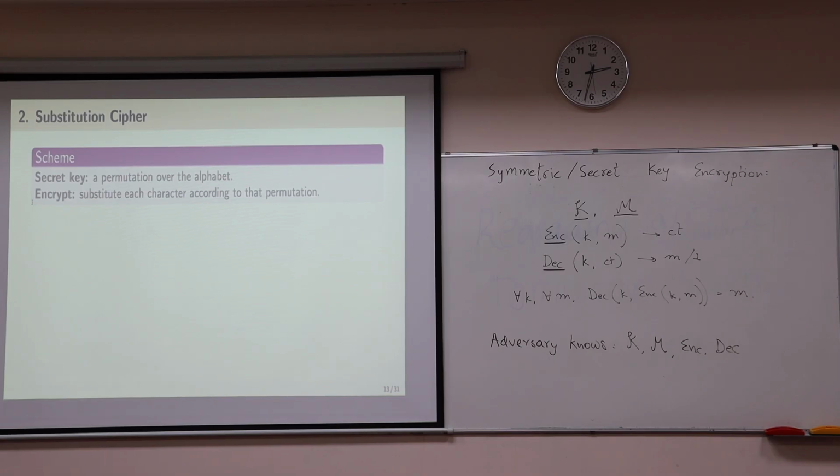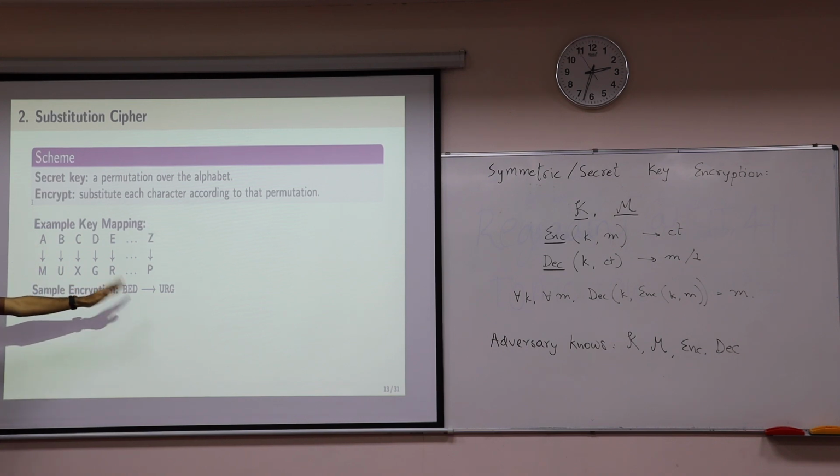Here, the secret key is a permutation over the alphabet. So if the alphabet is your characters A to Z, the secret key is some permutation that maps these letters to some other letters. Okay? And to encrypt, you would substitute each character according to the permutation. So for instance, as an example, let's say this was our permutation, A maps to M, B maps to U, C maps to X, then BED gets mapped to URG. Okay?